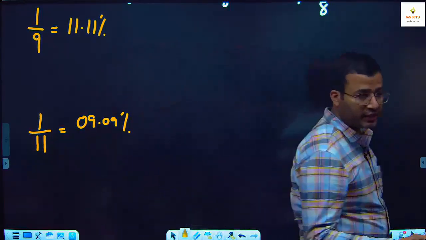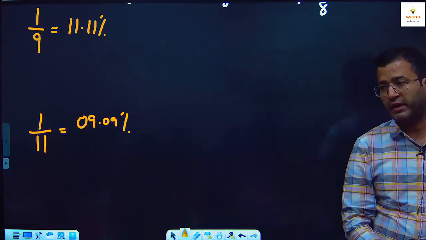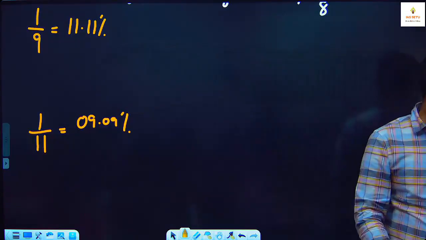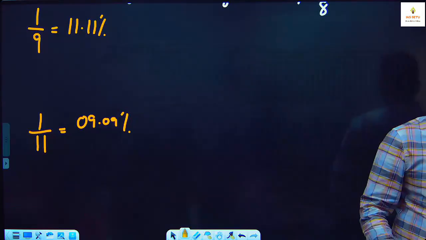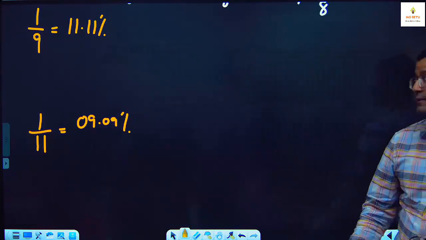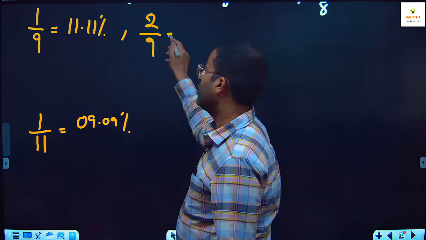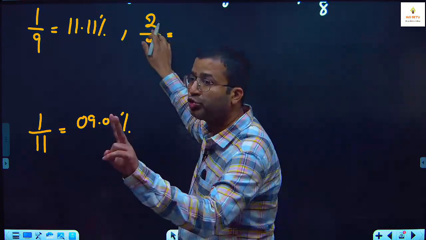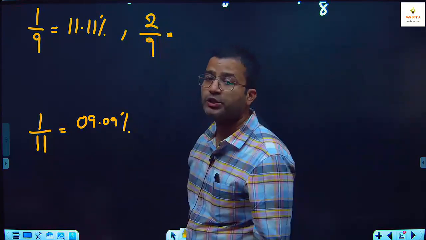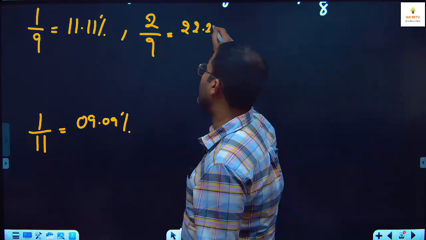When denominator is 9, percentage is multiple of 11. When denominator is 11, percentage is multiple of 9. 1/9 is 11.11%. 1/11, 09.09%. Now next here is 2/9. When denominator is 9, percentage is multiple of 11, it will be 2 multiple of 11. What is 2 multiple of 11? 22. So it is 22.22%.